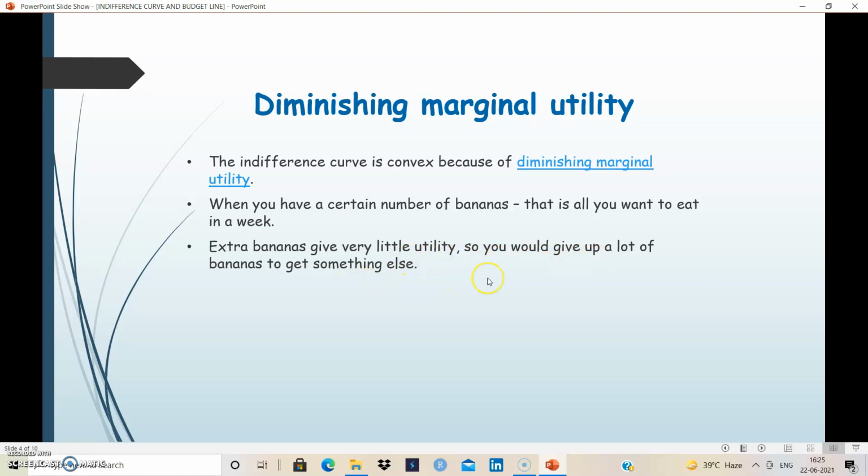As discussed in my previous video also, diminishing marginal utility: when we consume more and more goods, other things remaining constant, it will give us lesser and lesser satisfaction. For example, if we went to watch a movie for the first time, we will feel much happier than watching the same movie once again. So this is known as diminishing marginal utility. Because of diminishing marginal utility, our indifference curve is convex and downward sloping.